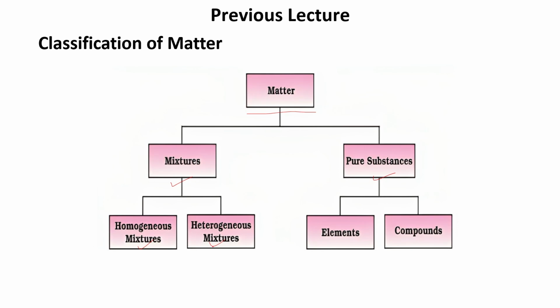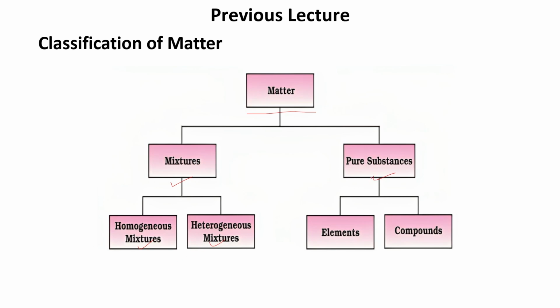The second one is the heterogeneous mixture. For a heterogeneous mixture, you can think of air. In air, oxygen gas is present, nitrogen gas is present. If you measure the quantity of these gases present in one place as compared to the quantity present in another place, it will vary. So it is a heterogeneous mixture.